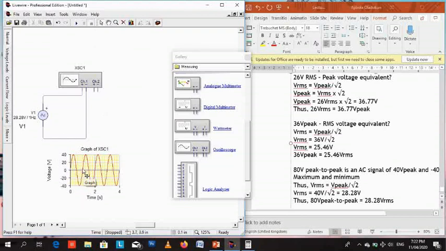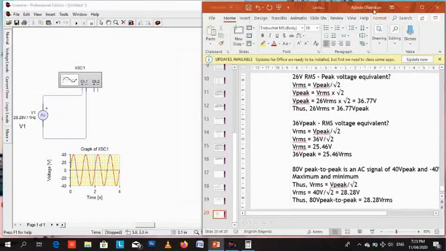So if you have a V peak and you want to get V peak to peak, just simply multiply the V peak by 2. You get your V peak to peak. So one peak is plus 40, the second peak is minus 40. So 40 minus minus 40, that gives us 40 plus 40, which gives us 80.